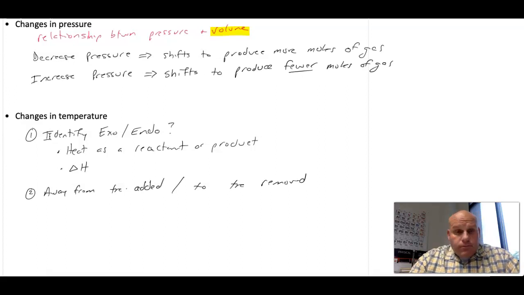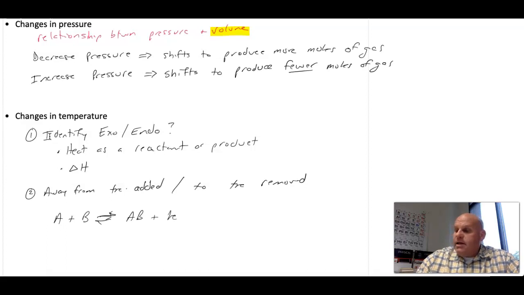Okay, so if the temperature is increasing, and let's just say I have A plus B yields AB plus heat, because the heat is in the product side there, that I know where it is. It's located on the products, right? So if there is a temperature increase, that means I'm adding heat. So in that case, the reaction would shift away from the added. Okay, away from the added.